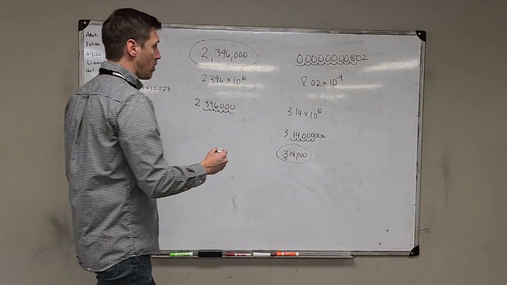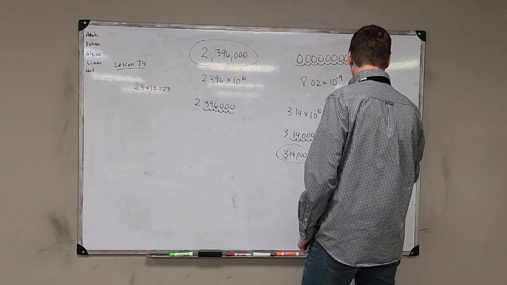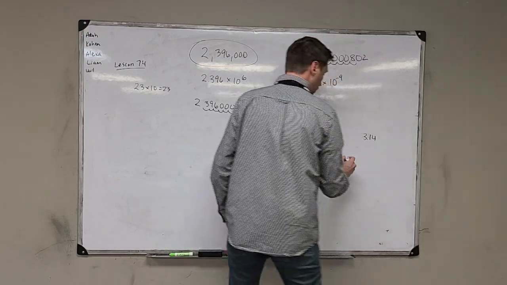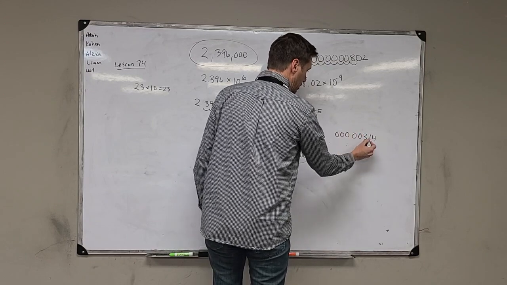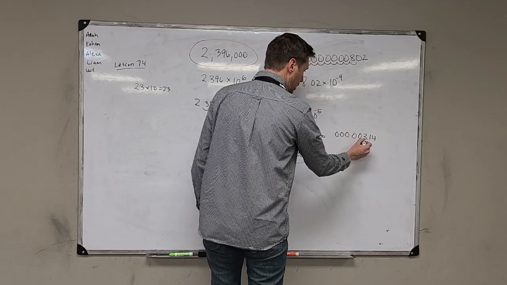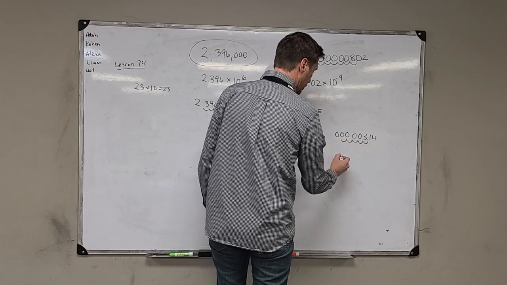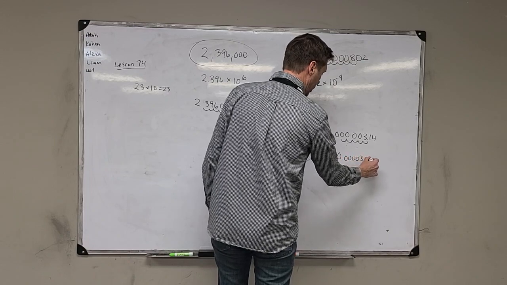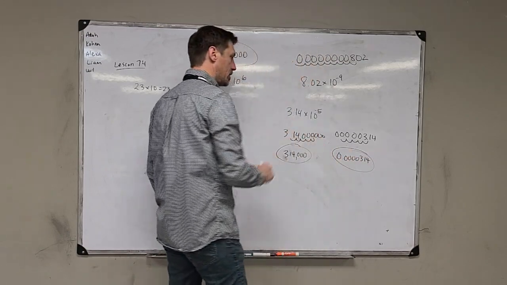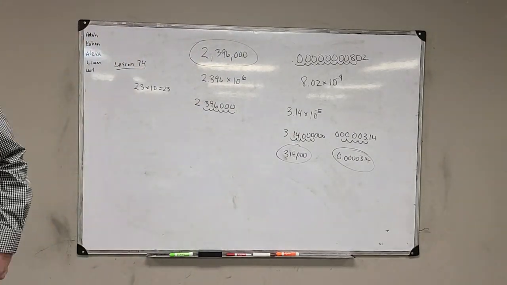If it had been 3.14 times 10 to the negative 5th, I would have written my 3.14 and I would have padded it with zeros in the front. And I would have hopped over 5 places to the left. 1, 2, 3, 4, 5. And so I would have said 0.0000314. And that would be the decimal representation of 3.14 times 10 to the negative 5. Okay?